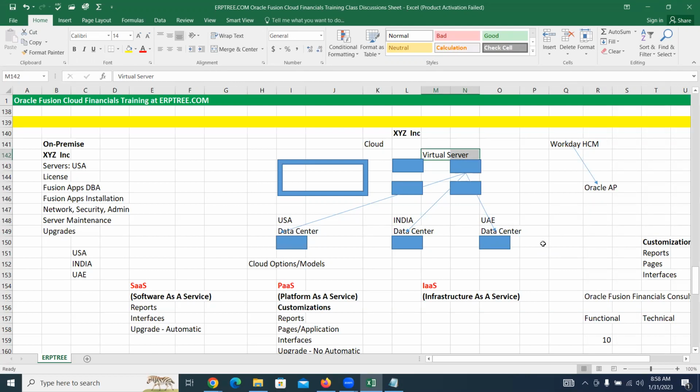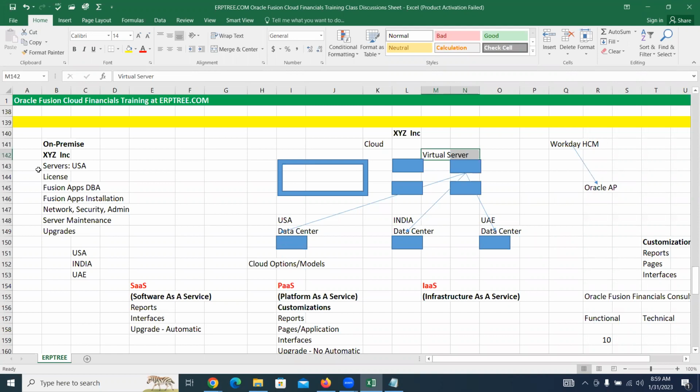So when you go and contact Oracle saying that I want to use the Oracle Fusion Financials application for my company, they say, okay, we will give you a virtual server. Within the server, you can find the Fusion Financials application and you can implement and use it. That's what Oracle says. And since the servers are virtual, they are going to help the clients.